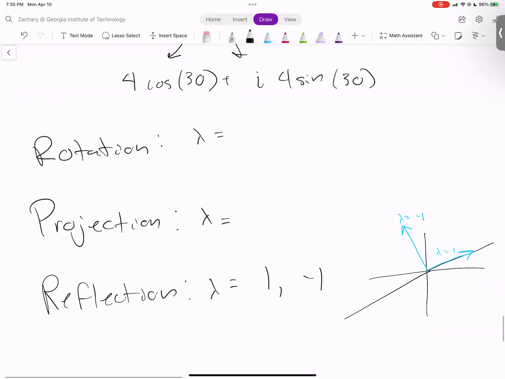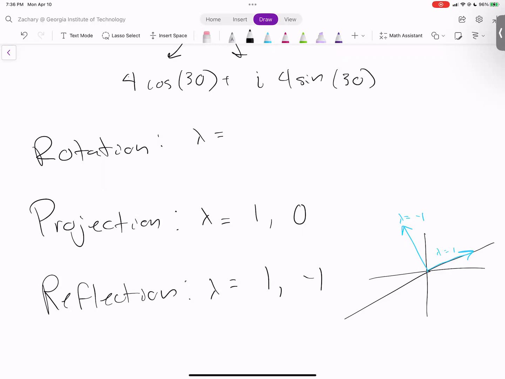Projections always have eigenvalues of 1 and 0. They are also always diagonalizable. It's exactly the same thing here, but this is no longer -1. It's now 0. Instead of flipping, it just gets squashed. Is this invertible? Why? Yeah, the determinant is 0. The product of these two is 0. Or you have lambda equals 0 as an eigenvalue.